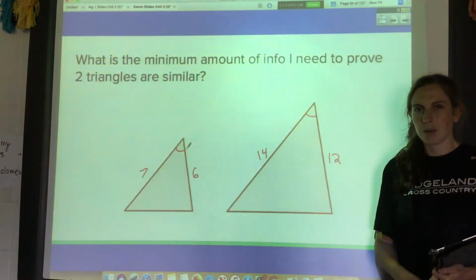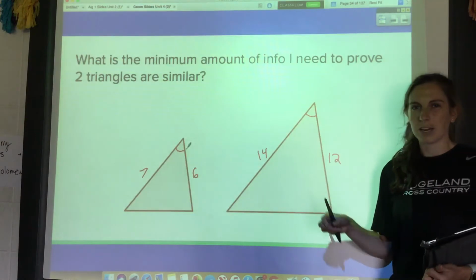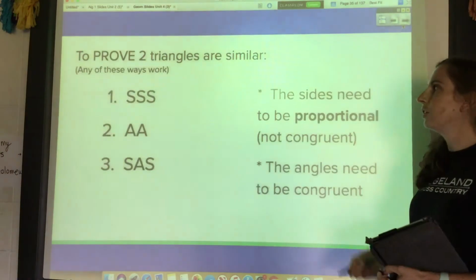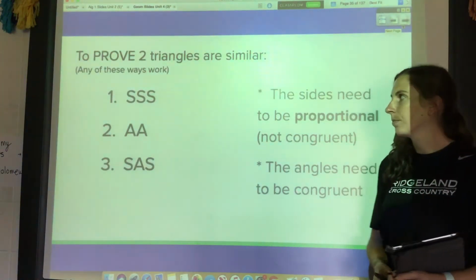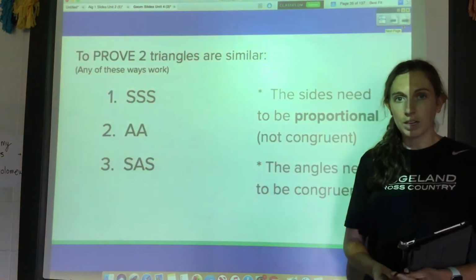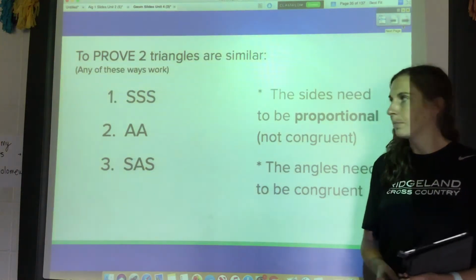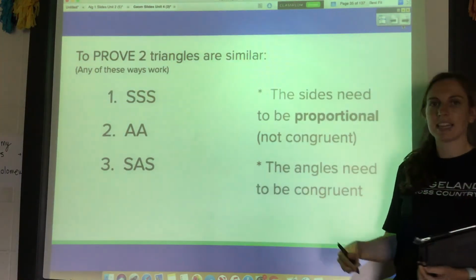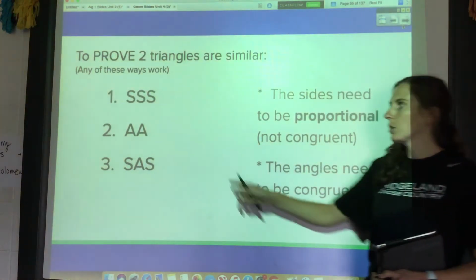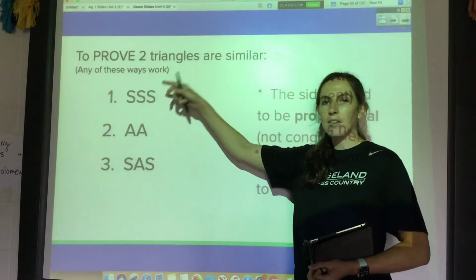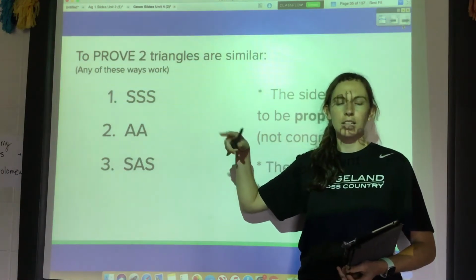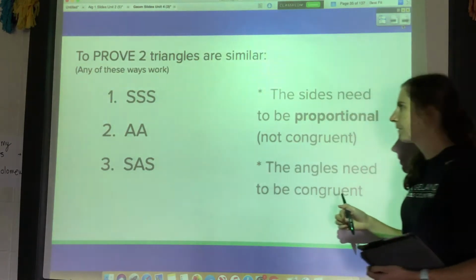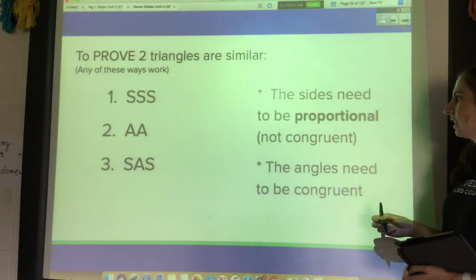So feel free to play around with that a little bit more, but the conclusion is there are actually 3 ways that I could prove triangles are similar. Any of these ways will work, but you have to have one of them. The first one we call SSS, that stands for side, side, side. Basically with this one, as long as you have all 3 sides of the triangle that are proportional to each other, then that will prove that they're similar. I'll show you some examples in a second.